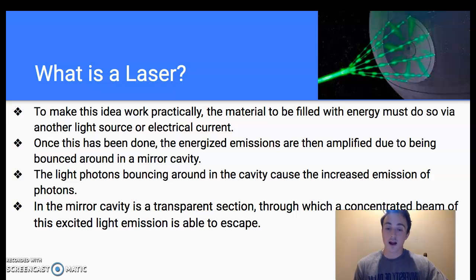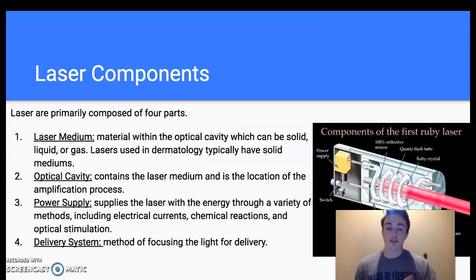So to make this idea work practically, the material to be filled with energy must do so via another light source or electrical current. Once this has been done, the energized emissions are then amplified due to being bounced around in a mirror cavity. The light photons bouncing around in the cavity cause the increased emission of photons from other atoms. Then in the mirror cavity is a transparent section through which a concentrated beam of this excited light emission can escape. So a laser will have four main components.